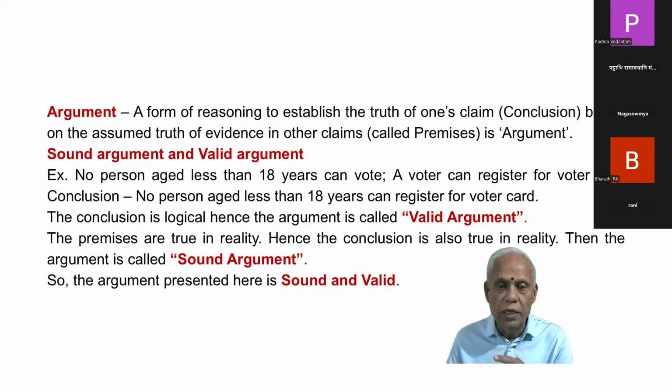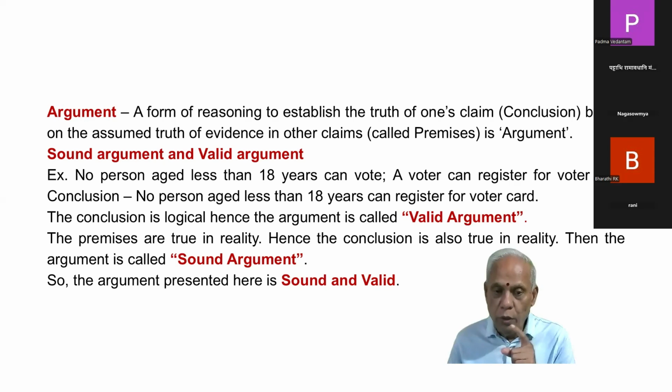Therefore, here, no person aged less than 18 years can vote. It is the true status. Similarly, a voter can register for a voter card, which means he becomes a voter when he attains 18 years of age. Therefore, this is also a true statement. As both the premises given are true, the conclusion that no person aged less than 18 years can register for a voter card is also true.